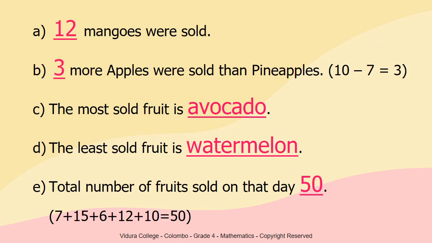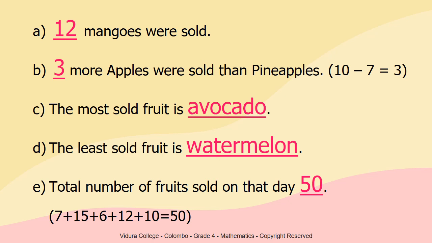Let's look at the answers now. A. 12 mangoes were sold. B. 3 more apples were sold than pineapples. You can find this answer by subtracting number of pineapples from number of apples, which is you have to subtract 7 from 10. That gives the answer as 3.